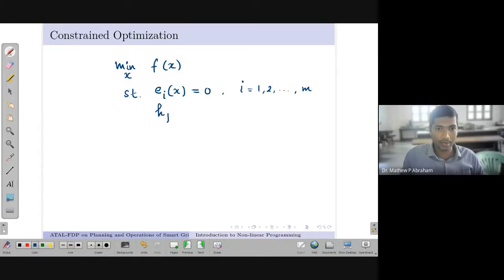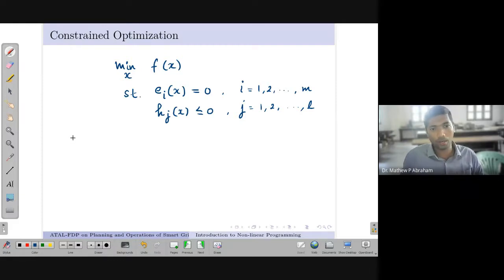As a general case, I'll write it as less than or equal to. Even if you have a problem with greater than or equal to constraints, you can easily convert that into a less than or equal to 0 problem. The inequality constraints can be of any number, so I'll write j equal to 1 to L. This is the general case of a constrained optimization problem.